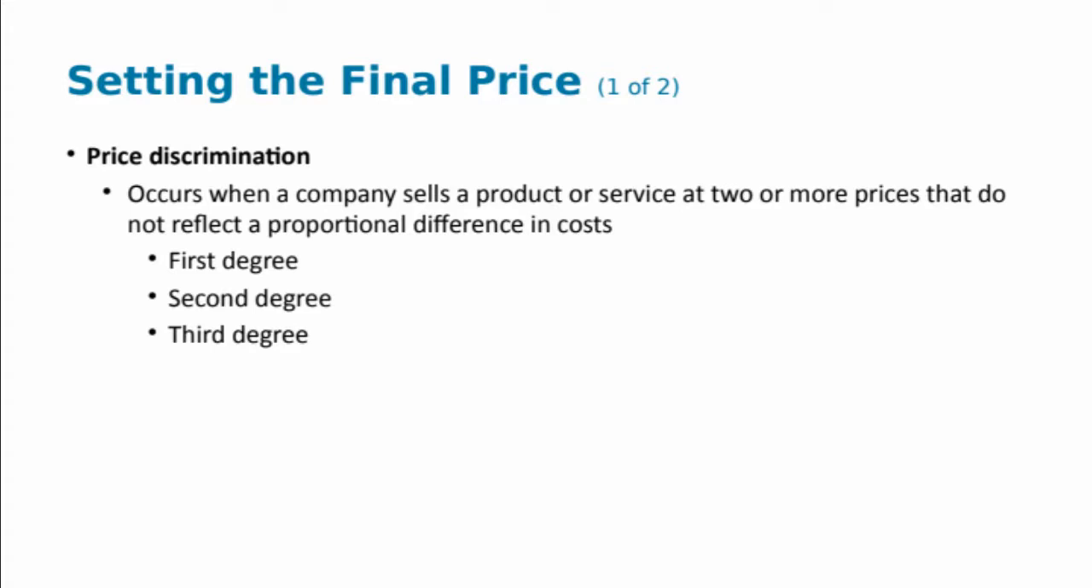Price discrimination occurs when a company sells a product or service at two or more prices that do not reflect a proportional difference in costs. In first-degree price discrimination, the seller charges each customer a separate price, depending on the intensity of his or her demand. In second-degree price discrimination, the seller charges less to buyers of larger volumes.